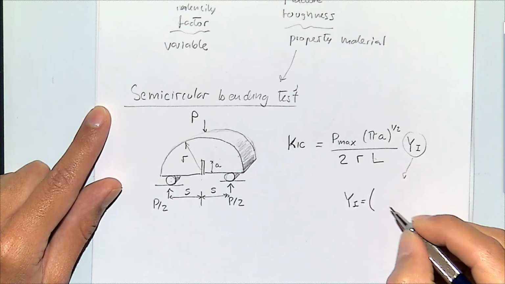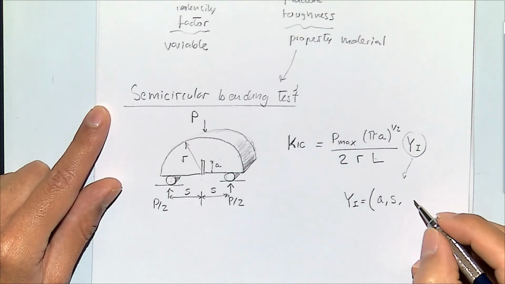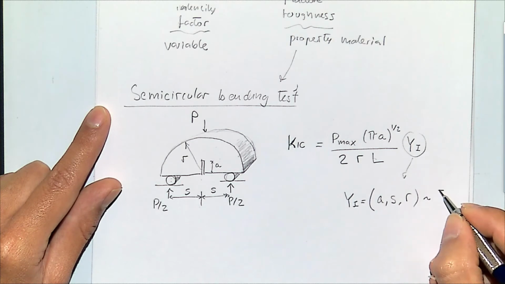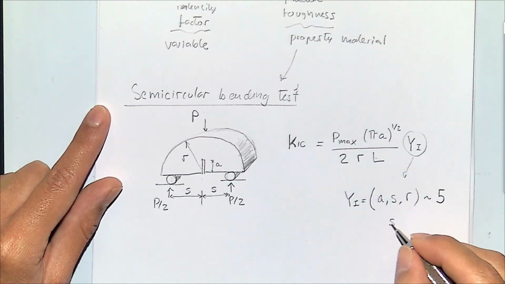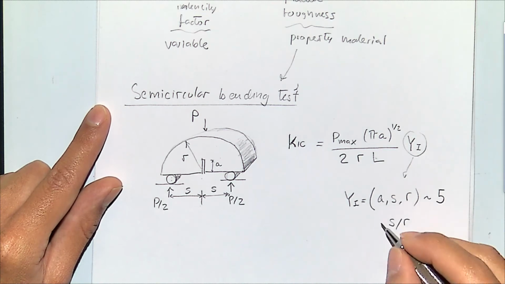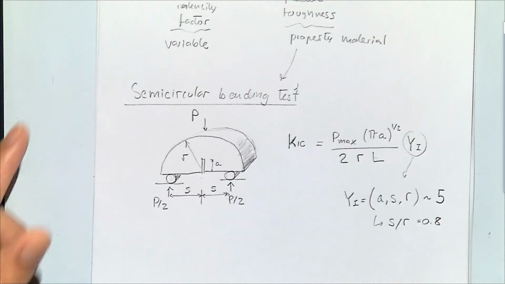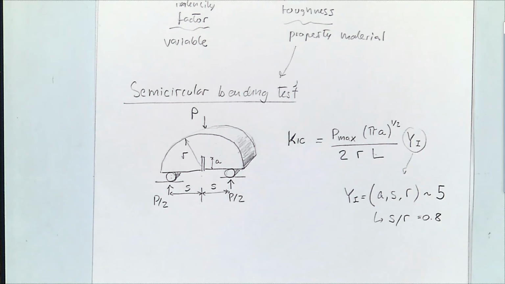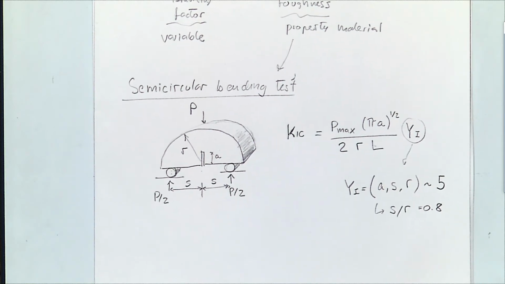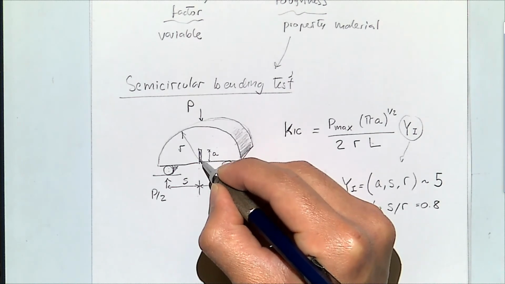which is a function of A, S, and R, and it's about 5 when S divided by R is equal to 0.8, if I remember correctly. But you know, it's just an equation. You don't have to memorize this equation. The only thing I want you to remember is that there is a test that can measure fracture toughness, and it is this semicircular bending test.